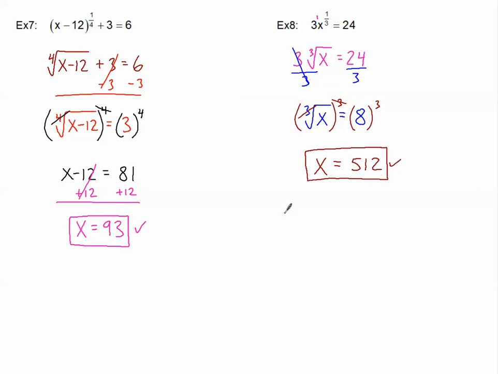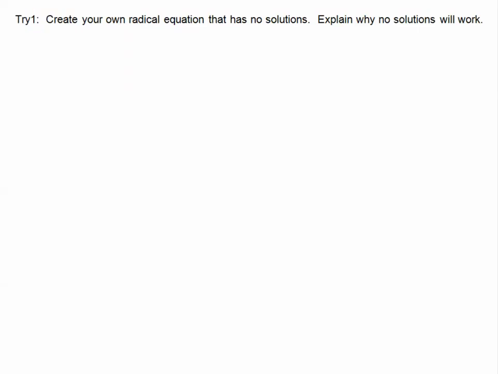So there's our lesson. I do want to leave you with one try problem, and I will check this when I go through our notes next class. Try 1. Create your own radical equation that has no solutions. And I'd like for you to explain in words why no solutions will work. So come up with your own radical equation that has no solutions and explain why you are correct. And I will check that in class.